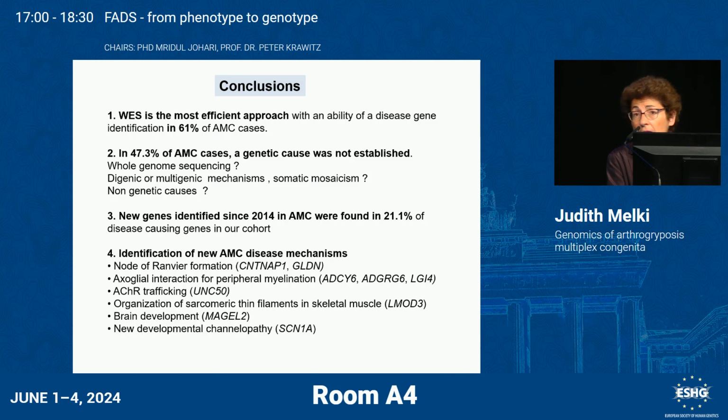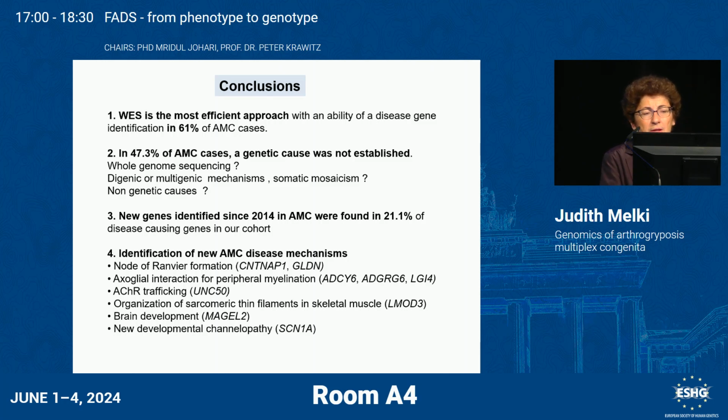In 47% of AMC cases, the genetic cause was not established. So the question is whether we have to move now to whole genome sequencing, whether there are digenic or multigenic mechanisms that we are currently investigating, or somatic mosaicism, or a non-genetic cause. Just to remind that before all this, we have to test SMN1, DMPK, to be sure that the CGH array high resolution has been performed.